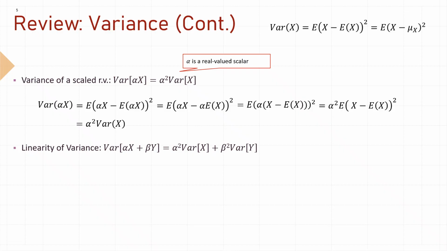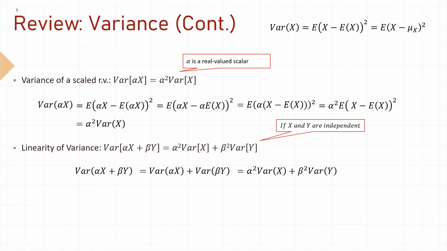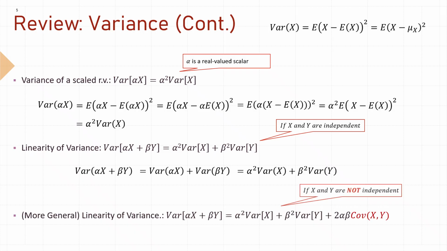Linearity of variance simplifies the variance of alpha x plus beta y for independent x and y random variables to alpha squared variance of x plus beta squared variance of y. If x and y are not independent, the variance of the scaled sum of x and y would need to account for their dependence through measuring their covariance.